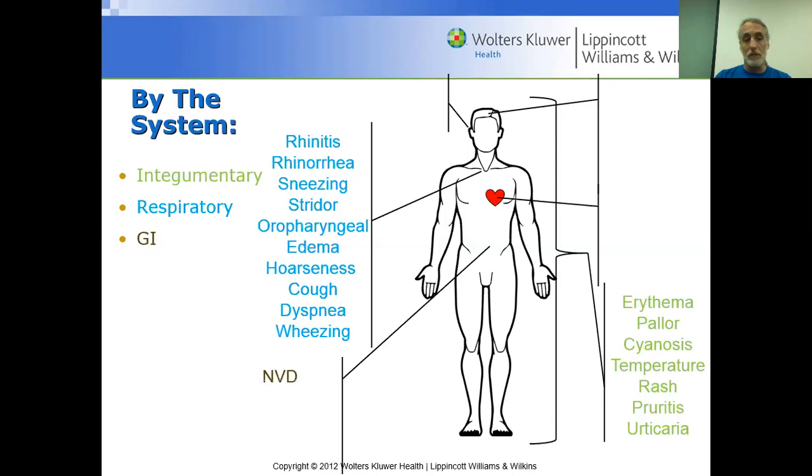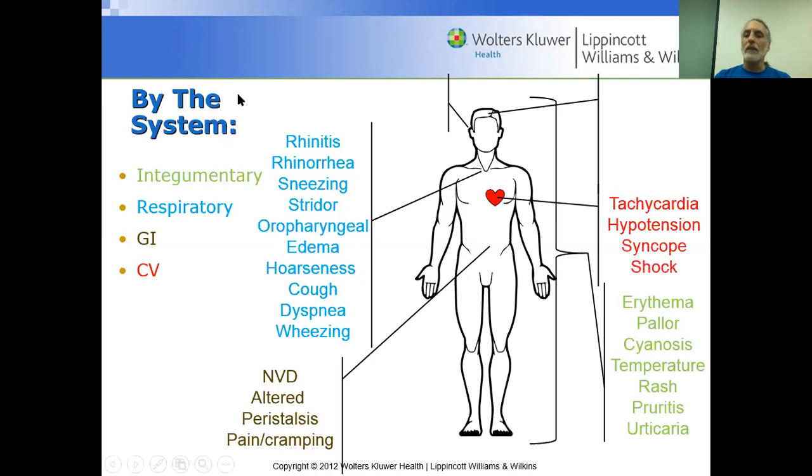GI symptoms: NVD, nausea, vomiting, diarrhea. If you've got N and V, D is somewhere around there. Altered peristalsis, hence the diarrhea, the pain and cramping. Cardiovascular: tachycardia, hypotension, syncope, and shock.